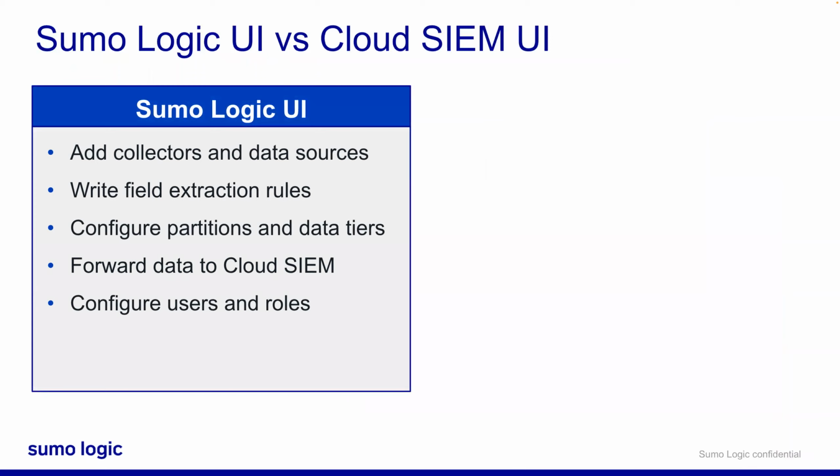So on the left-hand side of the screen, the Sumo Logic UI. If you want to add collectors and data sources that will be used in Cloud SIEM, the Sumo Logic UI is going to be needed. If you need to write extraction rules to help parse your logs so they can be better used as records in Cloud SIEM, Sumo Logic UI. If you need to configure partitions and data tiers and decide which data is going to get forwarded to Cloud SIEM, that's going to be done in the Sumo Logic UI. And then you're going to configure your users and your roles for both Sumo Logic and Cloud SIEM within the Sumo Logic interface. And once again, that's covered in our Sumo Logic administration class.